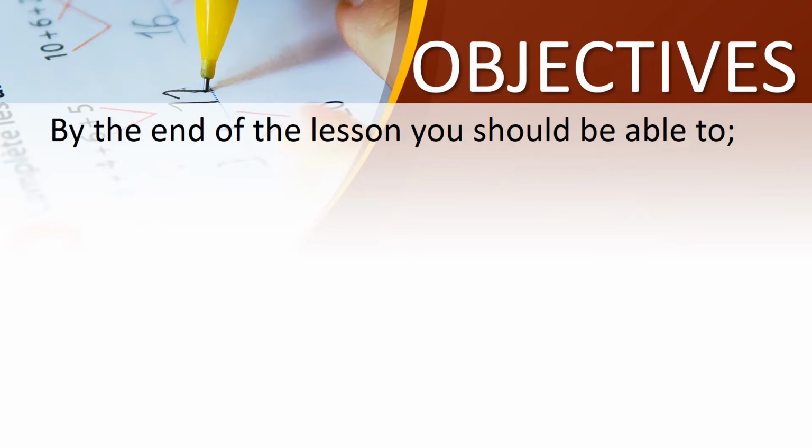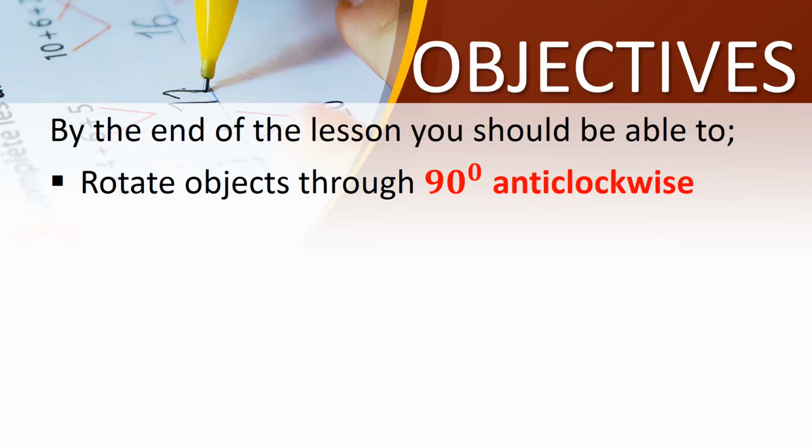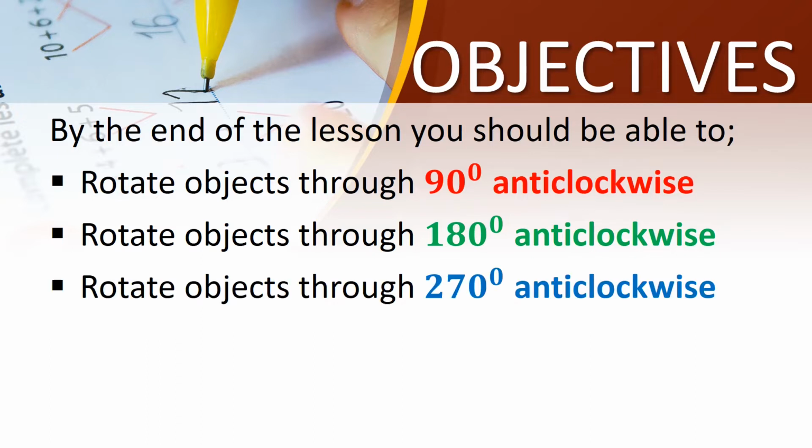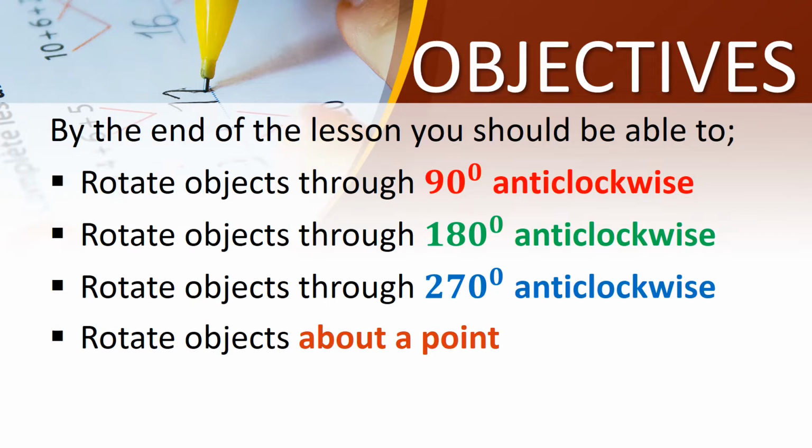Now let's look at our objectives for this lesson. By the end of the lesson, you should be able to: 1. Rotate an object through 90 degrees anticlockwise. You should be able to rotate an object through 180 degrees anticlockwise. Also, you should be able to rotate objects through 270 degrees anticlockwise. And lastly, you should be able to rotate an object about a point.